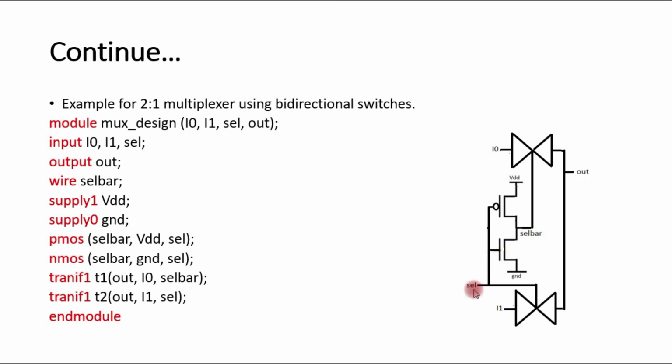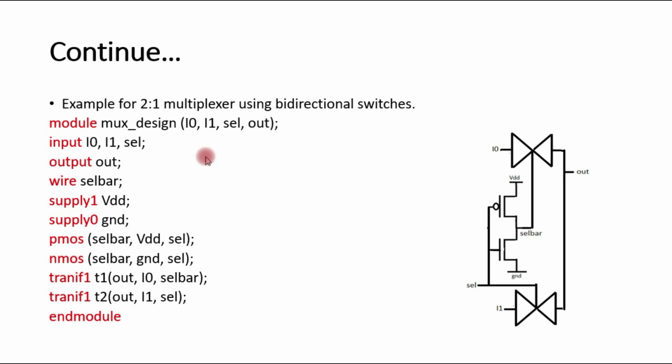When sel is at logic 1, then output of this inverter circuit is at logic 0. It means T1 bidirectional switch is in turned off condition and T2 bidirectional switch is in turned on condition. So it simply passes I1 to the output side. So output is equal to I1.